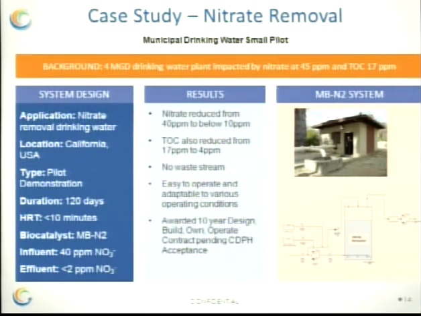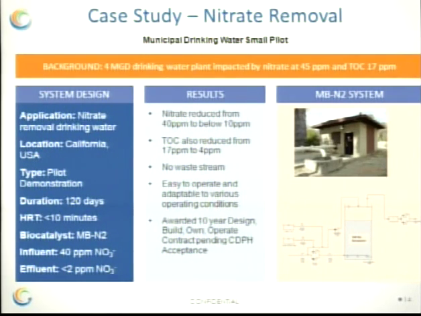The second one was done at Sunny Slope Water Company in Pasadena. They've had a couple of wells that have been contaminated with nitrate, and essentially what they would do is buy clean water at $1,300 per acre foot, blend it with the contaminated well, and distribute it to people's houses.